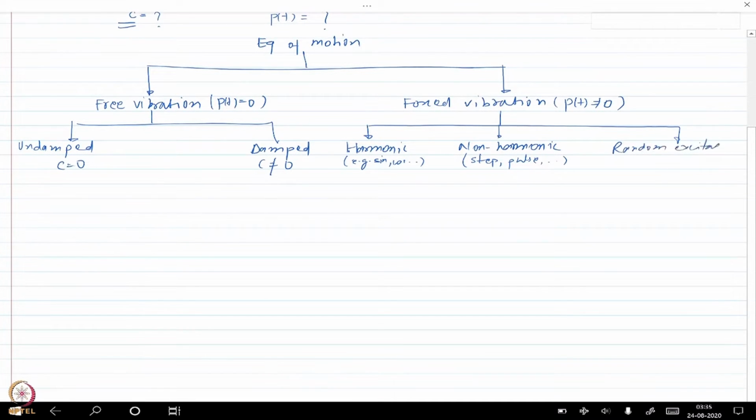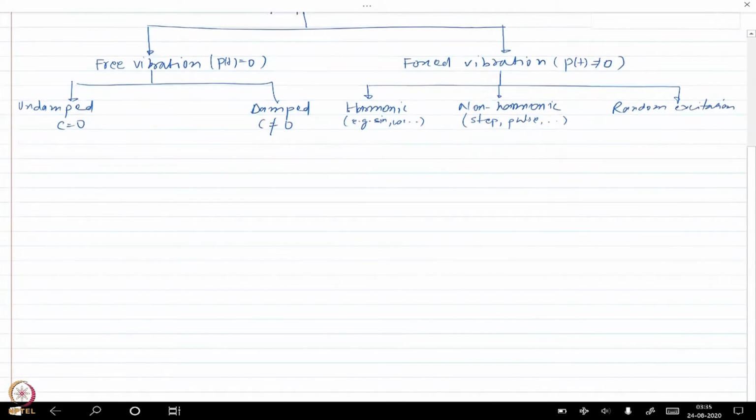Okay, and in random excitation we have, let us say, earthquake excitation or seismic excitation. Depending upon the nature of the forcing function, we are going to study all these topics. And then of course, in each of these topics, we are again going to study damped and undamped.